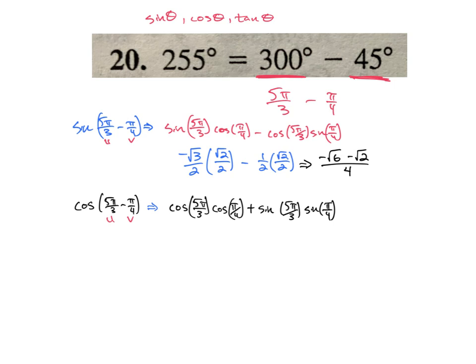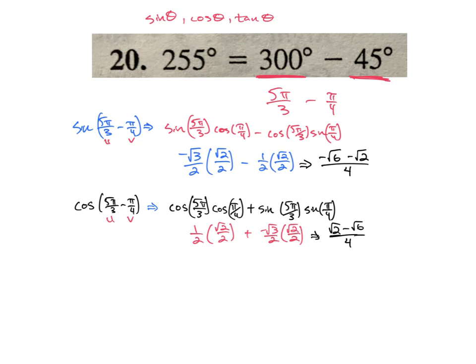All right. So then, what is the cosine of 5 pi over 3? 1/2. What's the cosine of pi over 4? Square root 2 over 2. And then plus, what's the sine of 5 pi over 3? Negative square root 3 over 2. And then sine of pi over 4? Square root 2 over 2. All right. And so when we do a little bit of math, we end up with square root 2 over 4, and then minus square root 6 over 4.